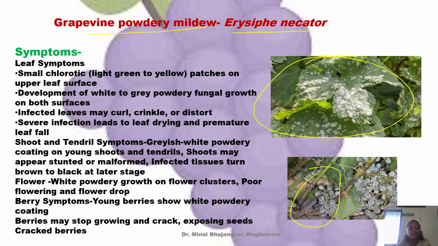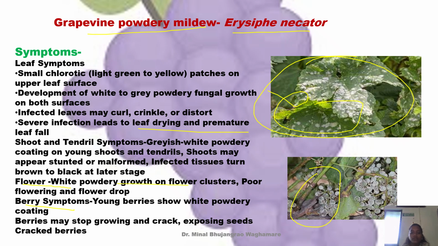Due to this, the powdery mildew growth leads to curling and crinkling of the leaves, and ultimately, due to the lack of chlorophyll, it reduces the rate of photosynthesis, and yellowing and drying of the leaves takes place, and defoliation of the leaves takes place. This whitish powdery growth also occurs on the flower as well as the berry. It will reduce the size of the flower, and poor flowering takes place.